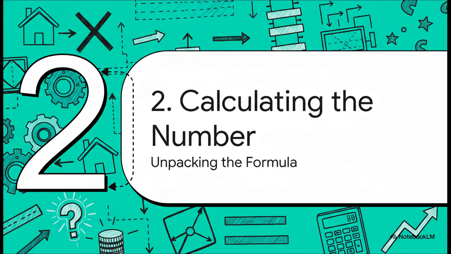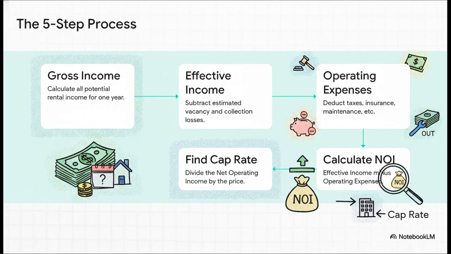Okay, so how do we actually calculate that magic number? Let's unpack this formula. You'll see it's actually pretty straightforward. It's basically a 5-step process. Super simple. Step 1, you figure out the gross rental income. That's all the potential rent you could possibly collect in a year. Step 2, you get realistic and subtract what you might lose to vacancies. Then step 3, you subtract all your operating expenses. Stuff like taxes, insurance, maintenance. What you're left with at step 4 is the big one, your net operating income, or NOI. And for the final step, you just divide that NOI by the property's market value. Boom. That's it. You've got your cap rate.